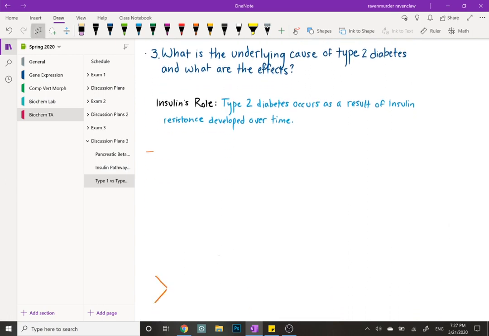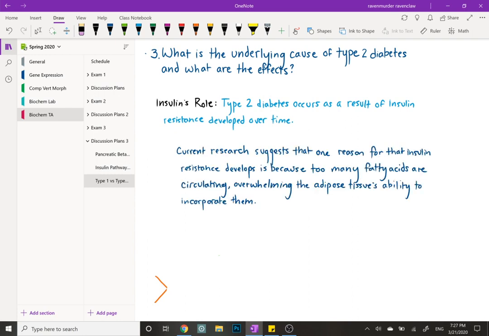So, this brings us to type 2 diabetes. What is the underlying cause of type 2 diabetes and what are the effects? Again, it is caused because of a complication with the insulin pathway. But in this case, type 2 diabetes occurs as a result of insulin resistance that is developed over time. So, current research suggests that one reason for insulin resistance developing is because of too many fatty acids circulating, which overwhelms the adipose tissue's ability to incorporate them.